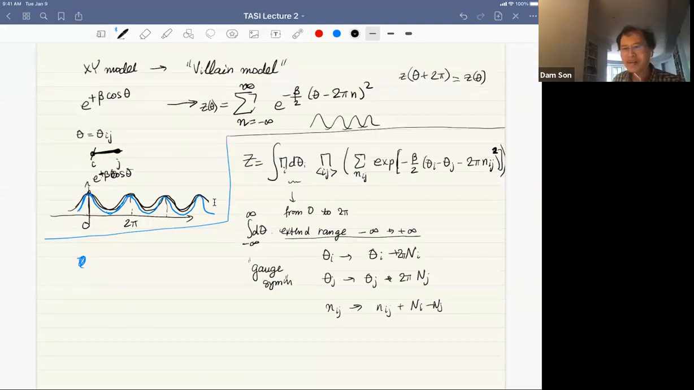The first step, the most crucial step that Peskin did, is to rewrite this Gaussian through an auxiliary integral over an auxiliary field. So I have the original integral over theta variables, but I've now introduced a new integral over some variable b_ij, that lives on the links, and rewrite this exponent as a Gaussian exponent over b. You can check that the following will give you the correct answer.